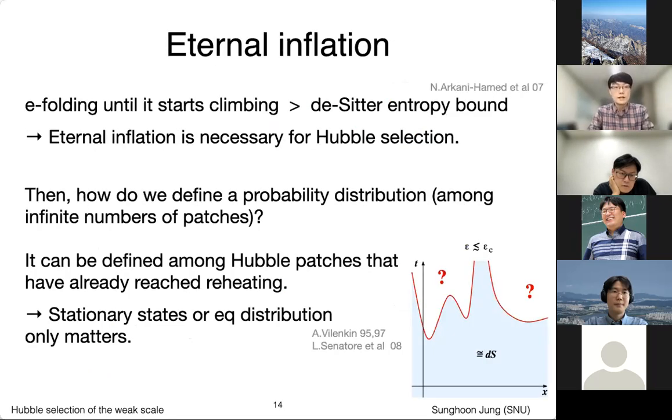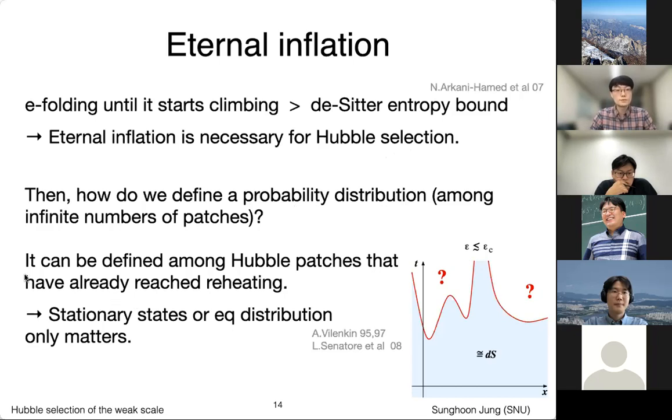All right, now I said it takes some time and field range for the Hubble selection to start operation. And the number of e-foldings until it starts climbing is actually larger than the de Sitter entropy bound of the inflation. So that means eternal inflation is necessary for Hubble selection. It requires so long a time, so finite inflation does not work with the Hubble selection. Then the question is, how do we define the probability distribution? Because we have an infinite number of patches, so we cannot normalize the distribution.